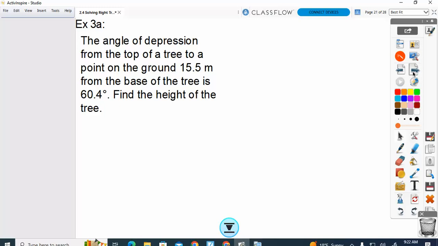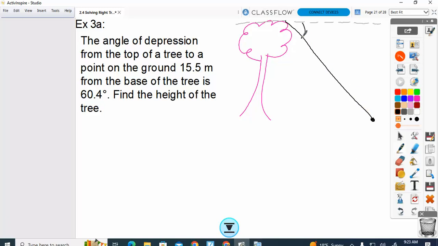So we've got a tree here. Angle of depression has to start at a horizontal line. So I need to draw in a horizontal at the top of my tree. And then from there it goes down. We are talking about a point on the ground. So from this horizontal line down to a point on the ground.